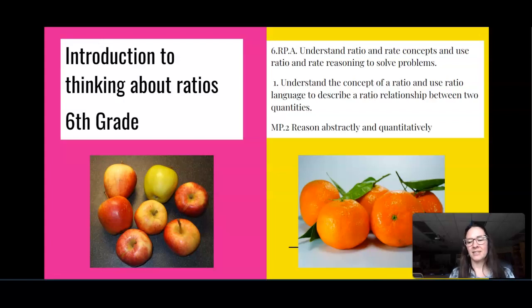Hey class, this lesson is an introduction to thinking about ratios for 6th grade. We will be understanding the concept of a ratio and using ratio language to describe a ratio relationship between two quantities. We'll also be focusing on MP2, reasoning abstractly and quantitatively.